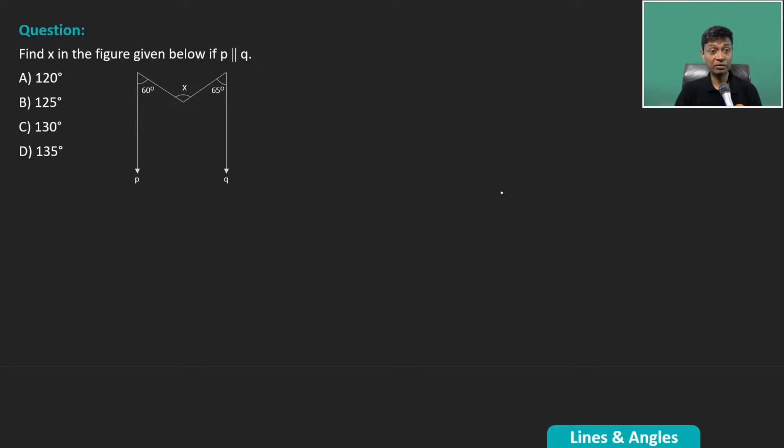Find x in the given figure below if P is parallel to Q. P is parallel to Q. So P and Q are parallel. We know that if we have two parallel lines and we have a transversal cutting across them in some way, then we are good to go.